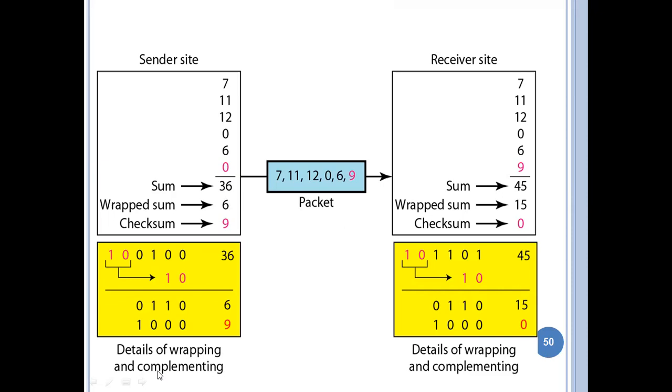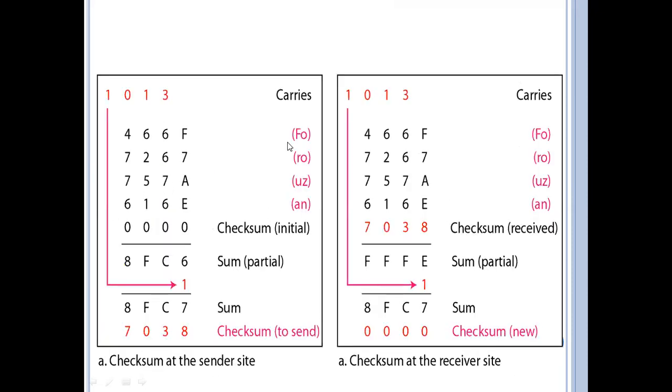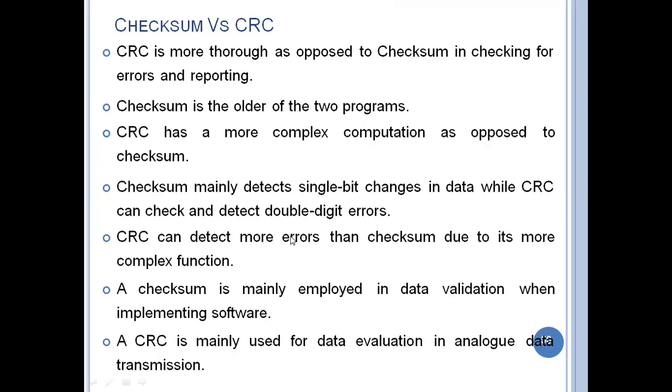Details of wrapping and complementing: this 6 is the wrapped sum and the checksum is 9. This is the wrapped sum, and this one is the checksum. So this is how the checksum has to be added at the sender side and at the receiver side. And finally, checksum versus CRC. CRC is more reliable than checksum in checking and reporting errors. So checksum versus cyclic redundancy check.